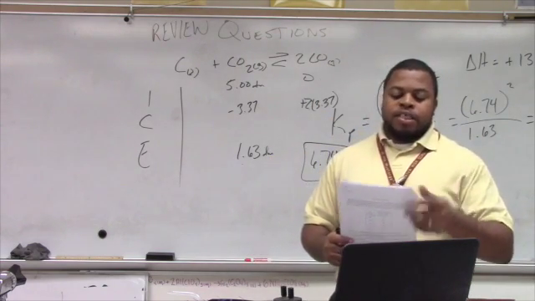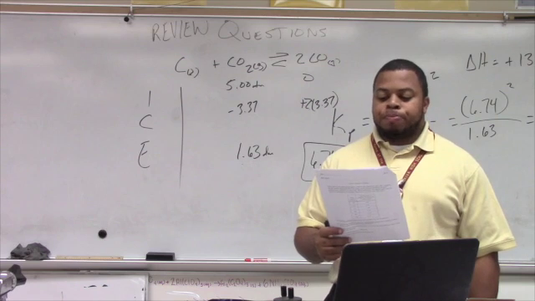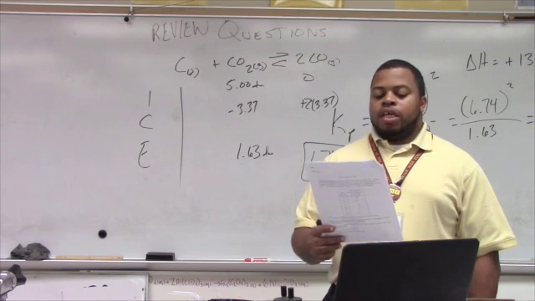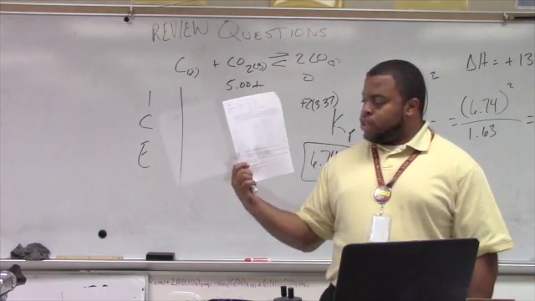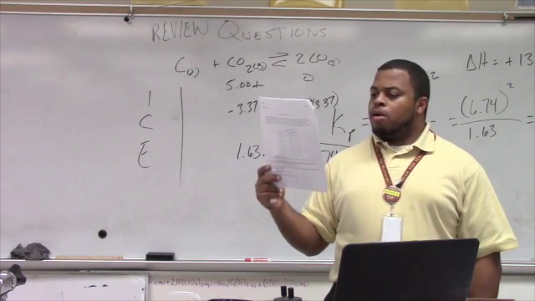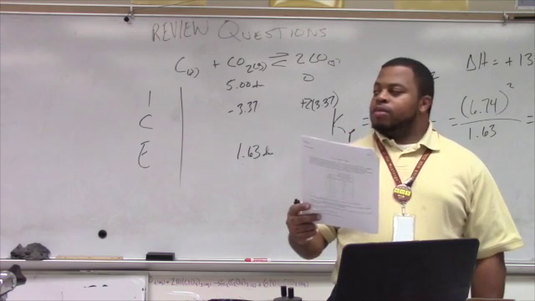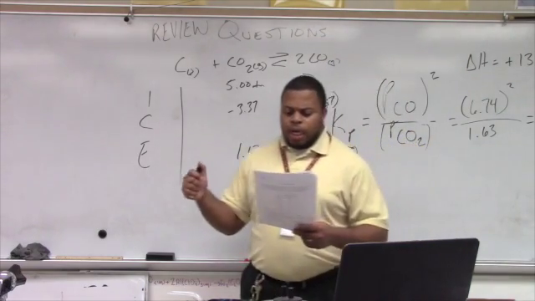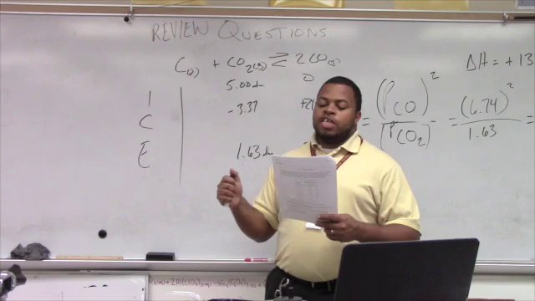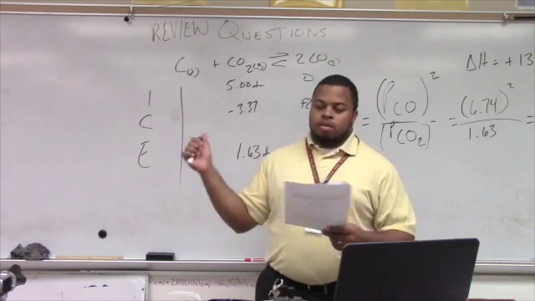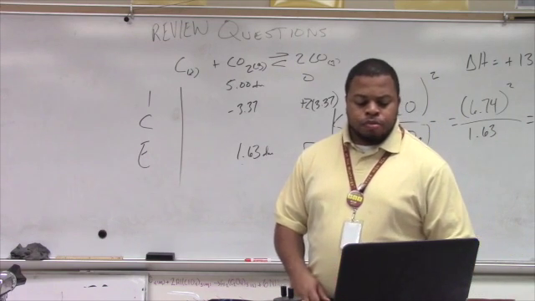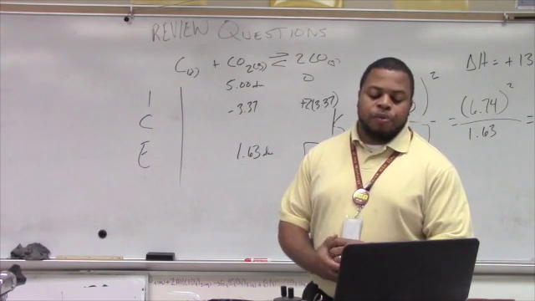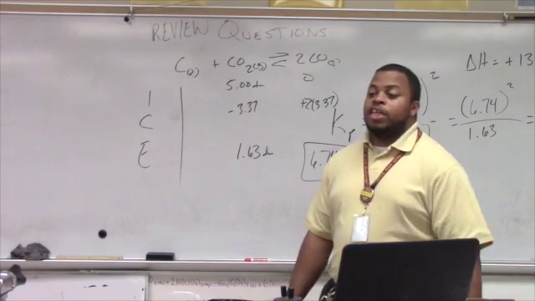It says, in another experiment involving the same reaction, a rigid 2-liter container initially contains 10 grams of carbon plus carbon monoxide and carbon dioxide, each at a partial pressure of 2 atmospheres at 1,160. Predict whether the partial pressure of CO2 will increase, decrease, or remain the same as the system approaches equilibrium. Justify your prediction with a calculation.